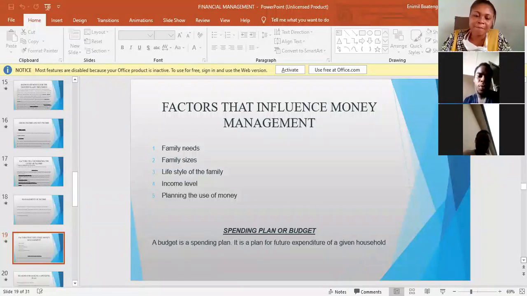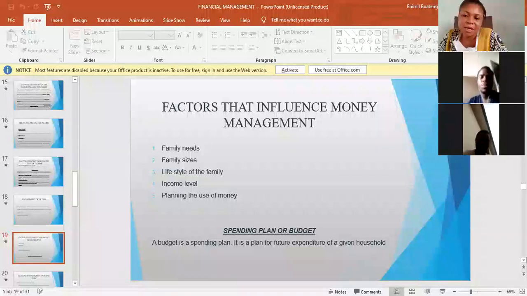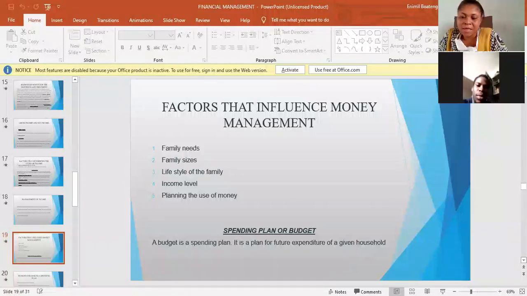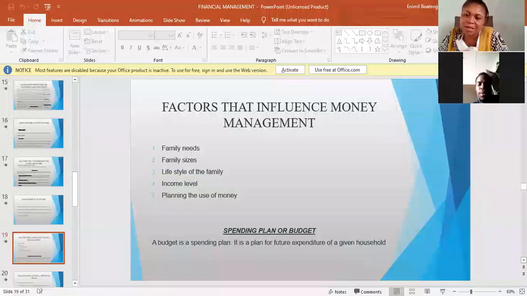No. Okay. The next one is factors that influence money management. For this, I'll throw it back to you. What are some of the factors that will influence management of money? Madam, the amount of money earned. Okay, so that is the income level. The money that you earn as an individual or as a family.